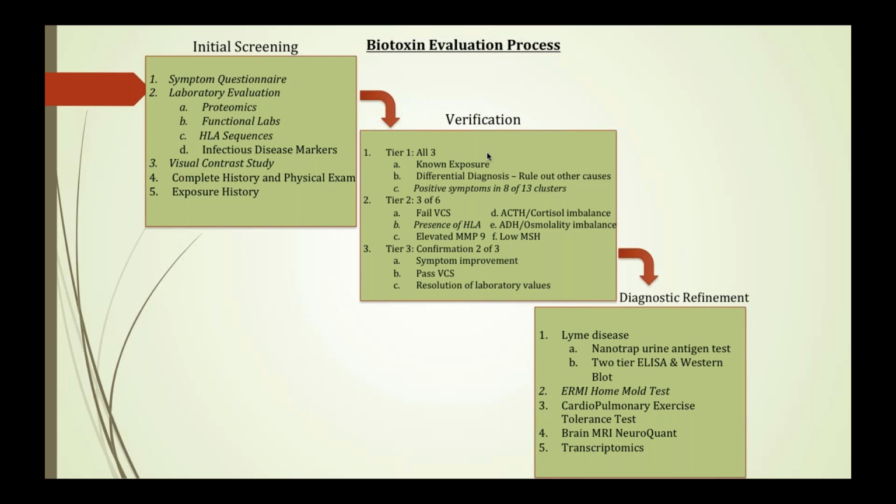We have a 98.3% sensitivity of diagnosing CIRS if they have 8 of 13 symptoms in their symptom questionnaire for their clustering, and they fail their visual test. 98.3%. 8 of 13 categories for symptoms and failing the visual test. You don't even need to do the blood labs. That's how good the evaluation process has become over time.